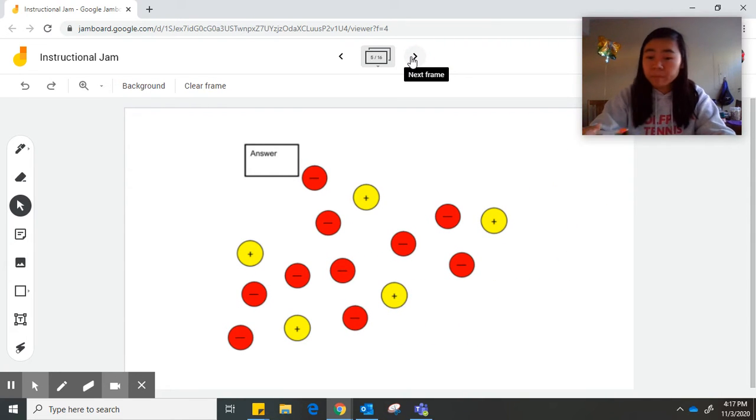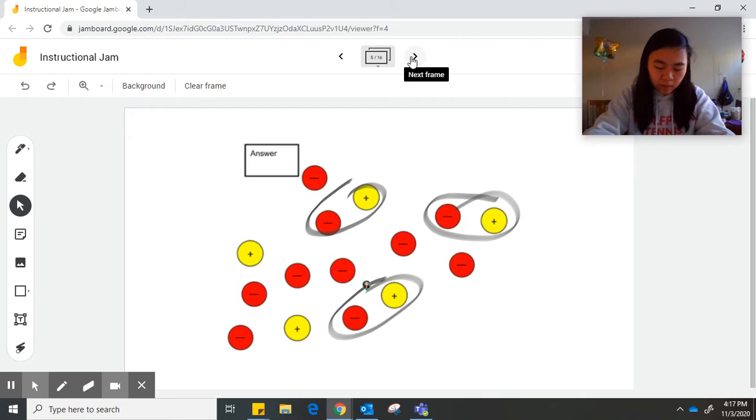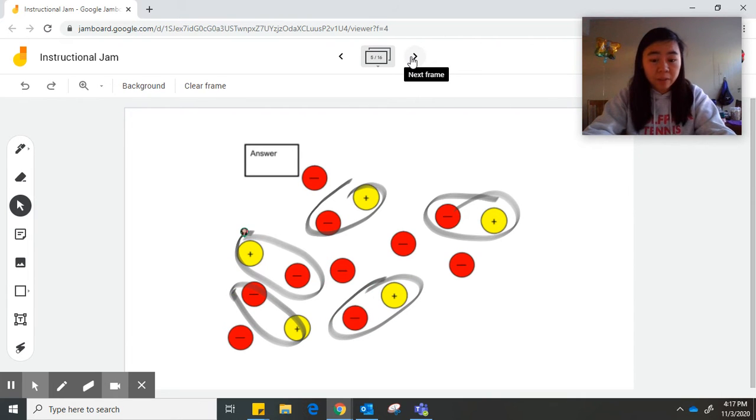Let's try another one. Again, we're adding, so with these counters, I'm just going to make as many zero pairs as possible. Looks like I'm going to be able to make 5 zero pair sets, right? I know that each one of these equals 0, so they cancel each other out. They have no value. And what I have left over, 1, 2, 3, 4, 5, I have 5 negative counters. So our answer is negative 5.